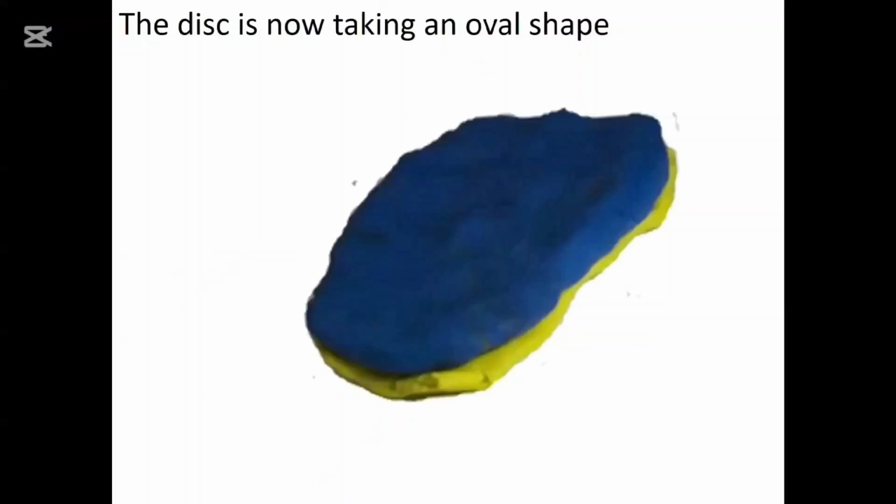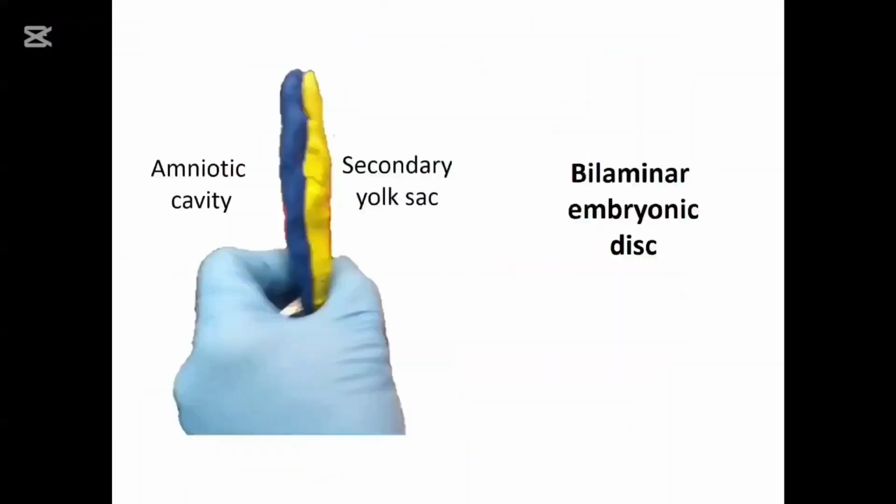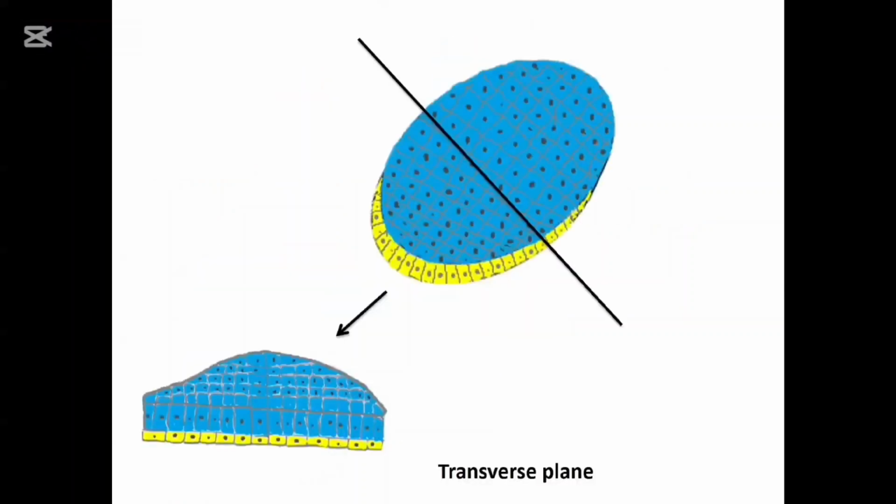Here is the same in concrete. I'm holding it in my hand. Hypoblast in yellow, epiblast in green, surrounded by the amniotic cavity and secondary yolk sac. Bilaminar embryonic disc, holding it in my hand. So we'll make a cut section or transverse plane here in the bilaminar embryonic disc.